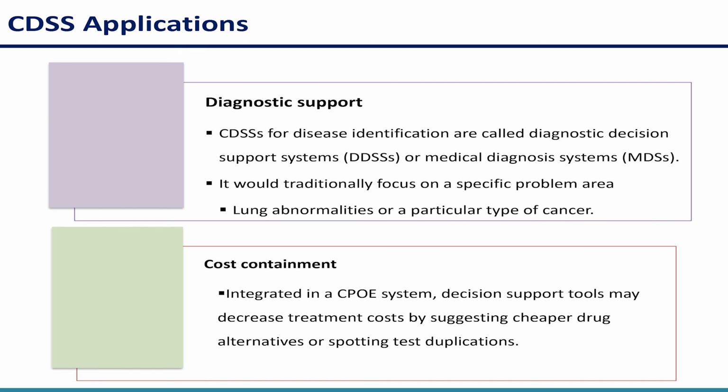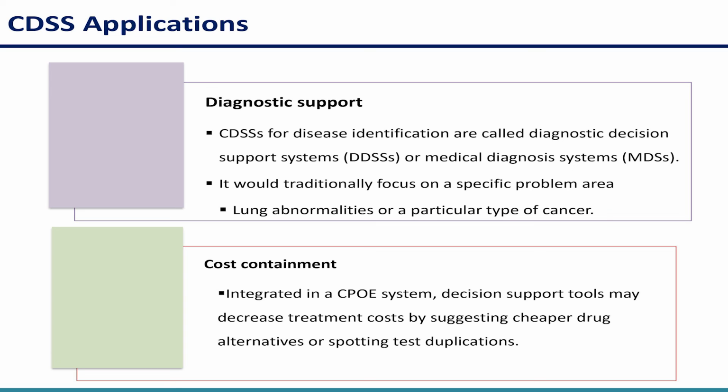Then third, diagnostic support. CDSS used for disease identification is called a diagnostic decision support system, or medical diagnostic system, MDSS. Traditionally, this diagnostic support system focuses on a specific problem area, for example lung abnormalities or particular types of cancers. So they use the system for diagnostic support.